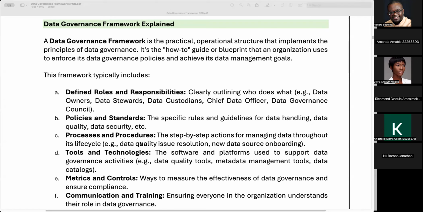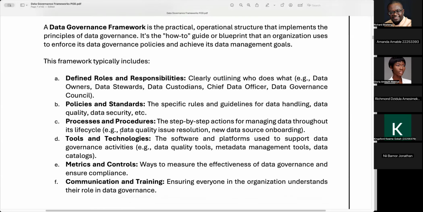from tools and technologies, specific software for managing metadata, maybe tools for automating data quality checks, systems for enforcing security controls. You also need metrics and controls to actually measure how effective your program is and ensure you're staying compliant. And the last piece. Crucially, robust communication and training. You have to make sure everyone understands the framework, the policies, why it matters, and what their individual responsibilities are. Without that buy-in, it just doesn't work.